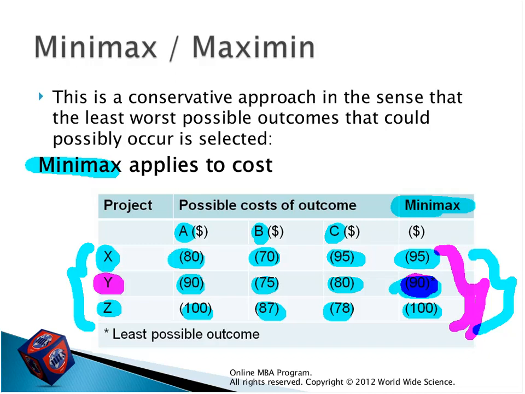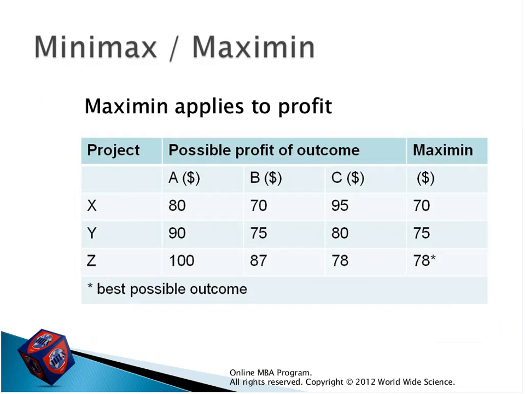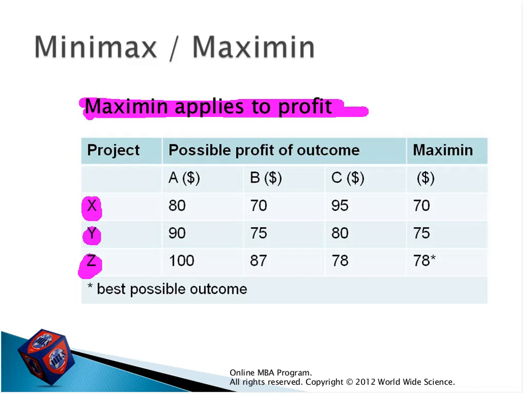Next one, we have the Maximin criteria. How can we choose the best project? It applies to profit. As well, we have three projects X, Y, and Z, and three different possible profits that each project can bring to the company. Let's see project X. It has profit variations of 80, 70, and 95. From these profits, we have to find the smallest profit. Which is the smallest profit? It's 70, right?